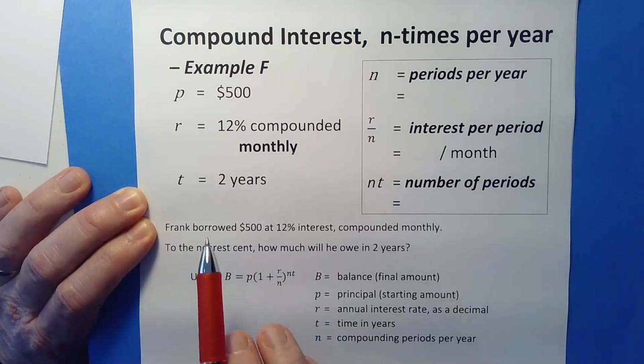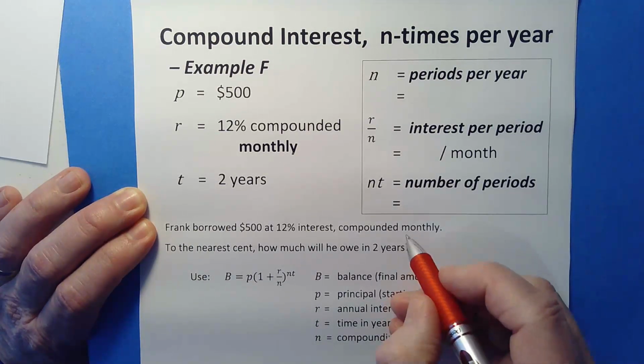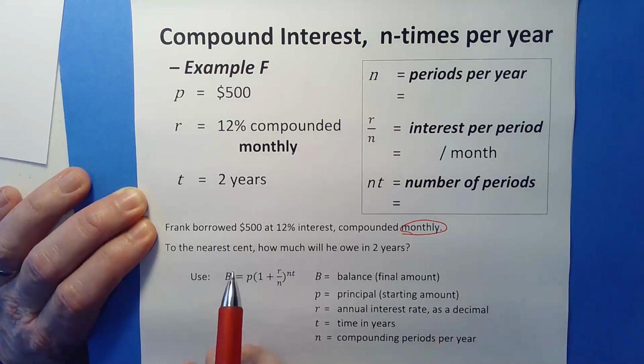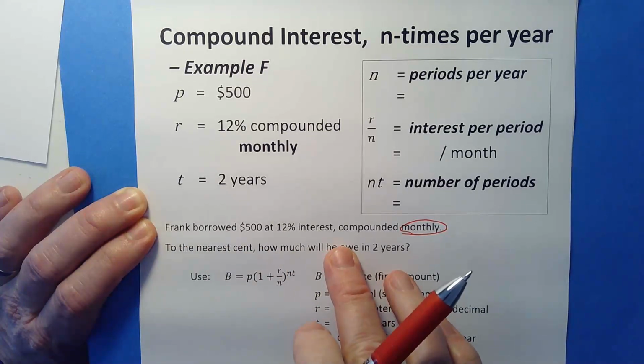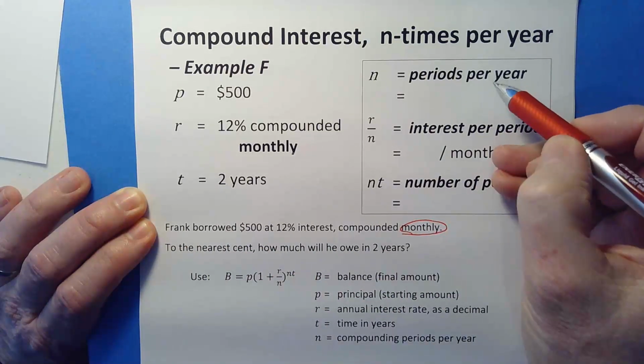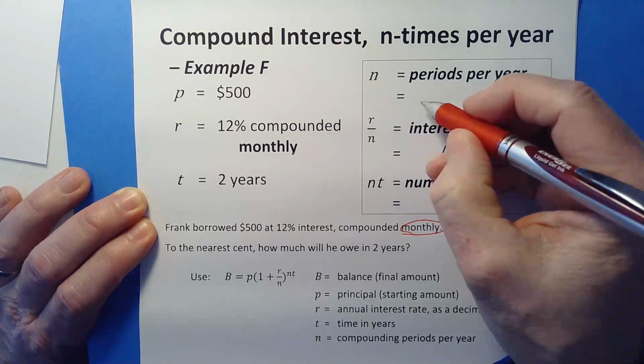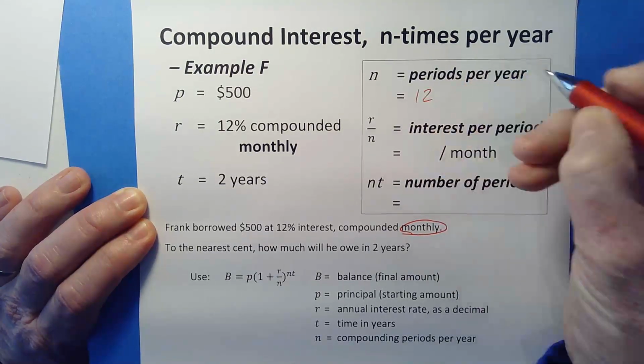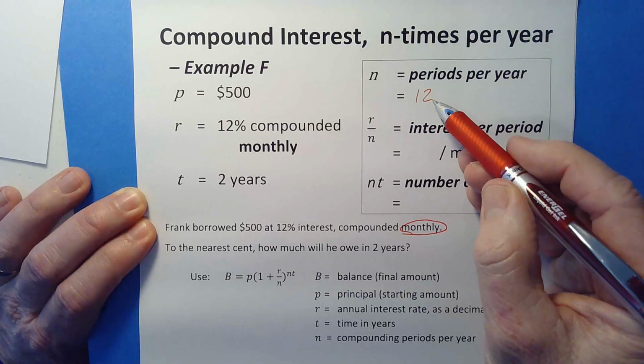P times 1 plus R. Again, this time it's franc. The big difference is this time we're going to be compounding monthly. So a problem like this, what do we do? The first thing we have to do is find periods per year. Monthly means we have how many? We've got 12. So N has to equal 12.